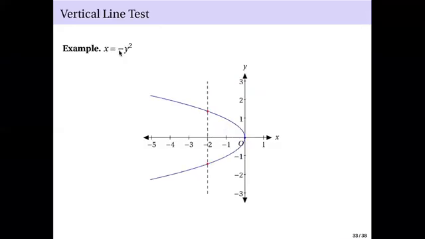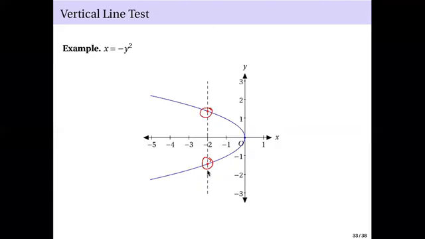Here, x equals negative y squared. So x equals negative y squared. The graph is this guy. But notice, if I get this vertical line here, there are two intersections. This guy here and this guy here. And because of that, this equation does not define a function, because there are two intersections already for this vertical line.